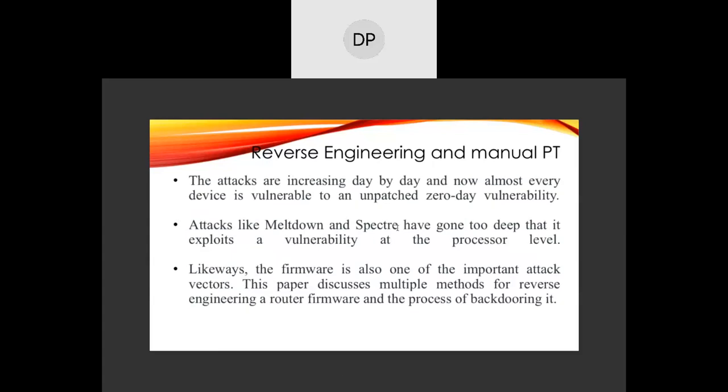The attackers are increasing day by day, and now almost every device is vulnerable to an unpatched zero-day attack. Attacks like Meltdown and Spectre have gone so deep that they exploit a vulnerability at the processor level. Likewise, firmware is also one of the important attack vectors. This paper discusses multiple methods for reverse engineering a router, firmware, and processor backtracking. Again, when I was searching PT, I also found processor trace.